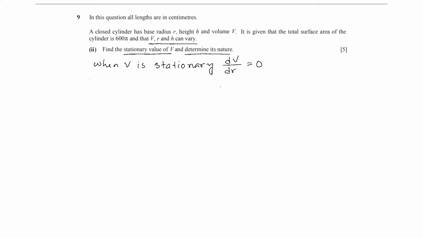We know that when volume is stationary, at that very moment dV over dr is equal to 0. That means we have to differentiate the volume with respect to r. So let me write the relationship of the volume and r that we got from the first part of this question. That is, V is equal to 300 pi r minus pi r cubed.